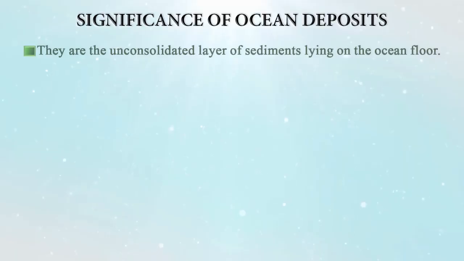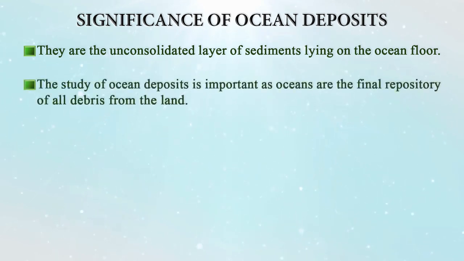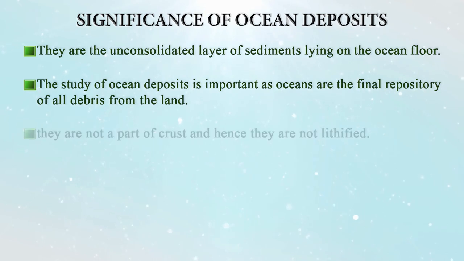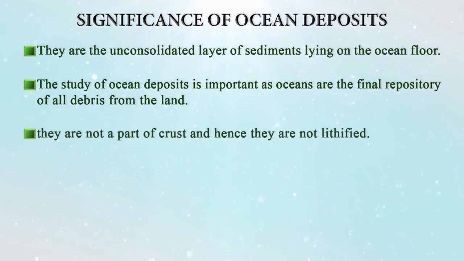So what are ocean deposits actually? They are unconsolidated layer of sediments lying on the ocean floor. And its study is important because oceans are the final repository of all debris from the land. They are not a part of crust. So ocean deposits, as I told you, are unconsolidated layer of sediments. So they are not a part of crust and hence they are not lithified.